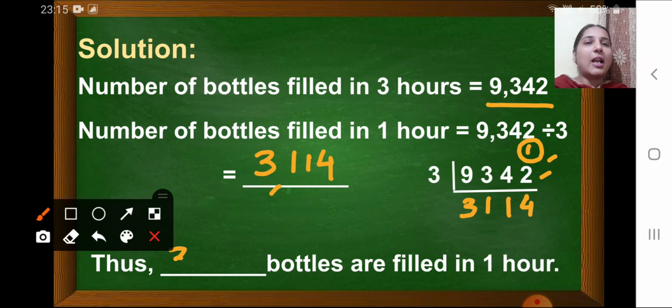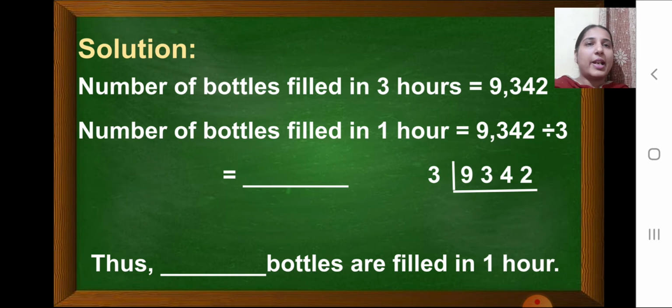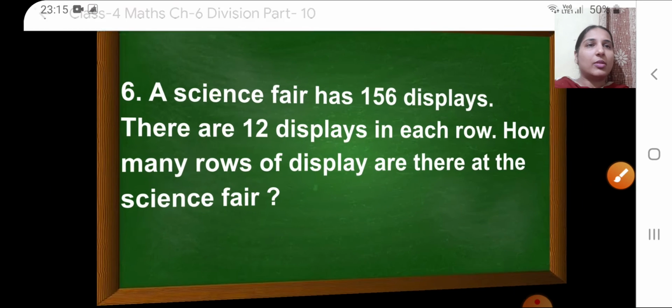Thus 3114 bottles are filled in 1 hour. How many bottles? 3114 bottles. Now let's move to the next question.